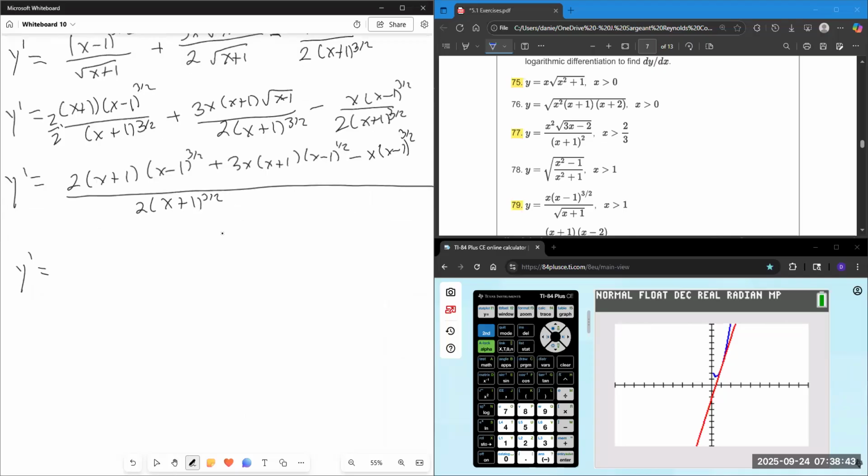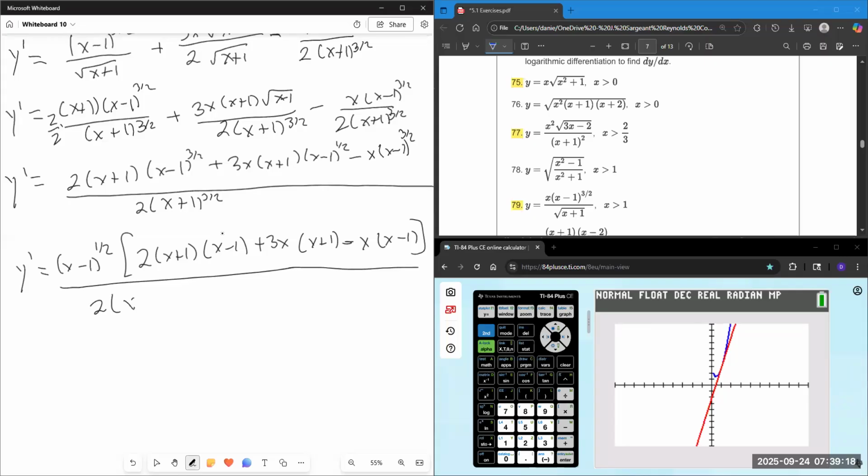Y prime is, let's pull out x minus 1 to the 1/2. That leaves me with 2 times x plus 1 times x minus 1, 3 halves minus 1/2 is 2 halves, which is 1, plus 3x times x plus 1 minus x times x minus 1. And that's going to be a lot easier on the inside there to deal with, over 2 times x plus 1 to the 3 halves.